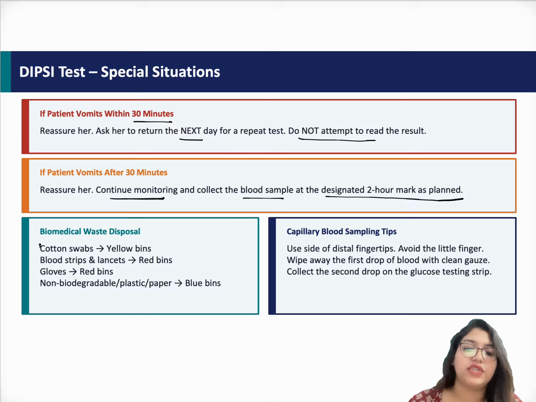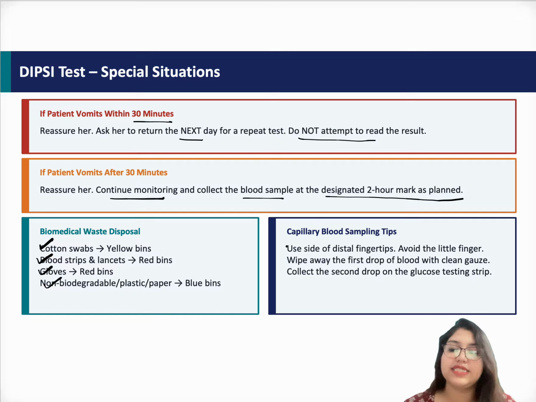Biomedical waste disposal: cotton swabs go in the yellow bin, blood strips and lancet in the red bins, gloves in the red bin. Non-biodegradable paper and plastic go in the blue bins. Capillary blood sampling tips: use the distal site of the fingertips, avoid the little finger. Wipe away the first drop of blood with a clean gauze.